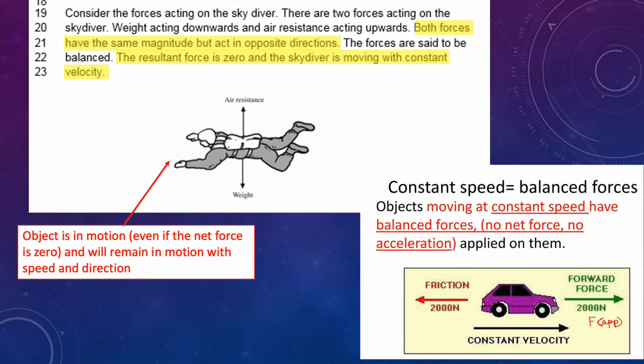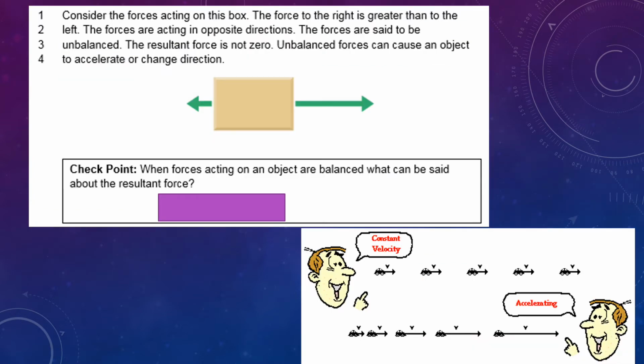So that only changes if the forces are unbalanced, and that's going to be our last one here, where we have forces acting on a box. And you can see right here that the force going to the right is much greater than the force to the left. These forces, again, are going in opposite directions, and we say that these are unbalanced. So in this case, the resultant force is not zero. It's actually a certain amount of whatever number it is towards the right. And if you have unbalanced forces, then you have acceleration.